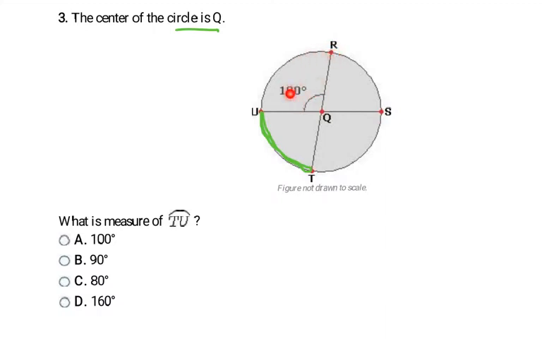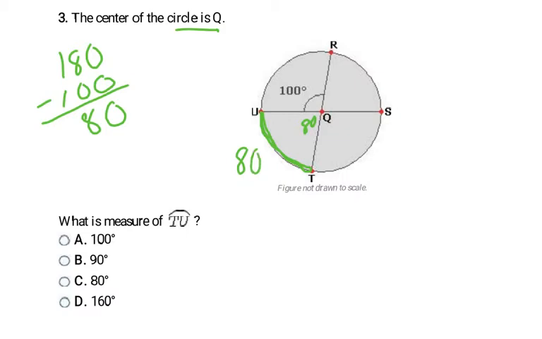I know that this one is 100 degrees. And I know that half of a circle is 180 degrees. So this diameter here, this piece and this piece are going to equal 180 degrees. So if I have 180 degrees, but I already used 100 up, I'm going to subtract that off, and I'm left with 80 degrees. So that means this central angle here is 80 degrees. So that means my arc is also 80 degrees. So my answer here is going to be C.